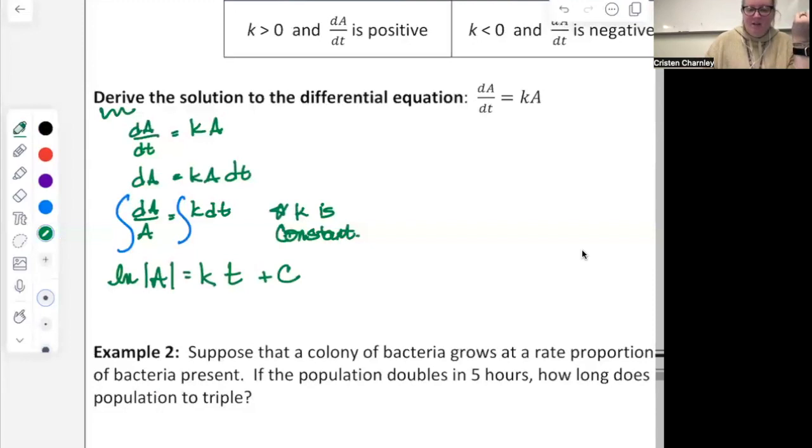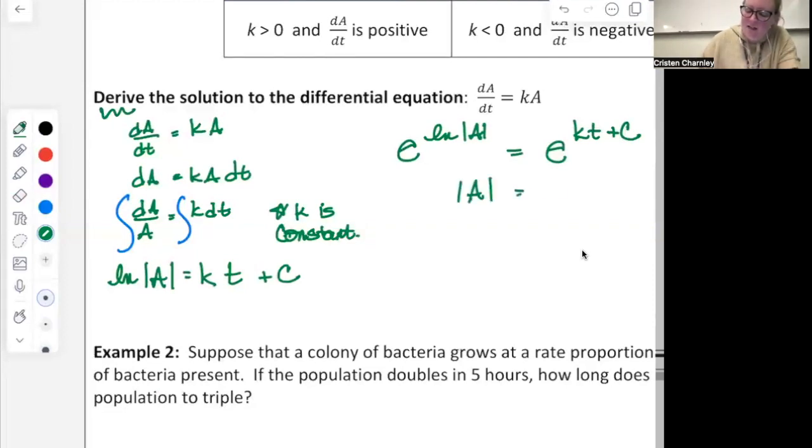So now my job is to solve for A. So how do we do that? Introduce E on both sides. Natural log of A equals KT plus C. Whoops, forgot the E. E to the KT plus C. Great. On the left, we know the E and the ln are inverses, so I'm left with the absolute value of A is E to the KT plus C.